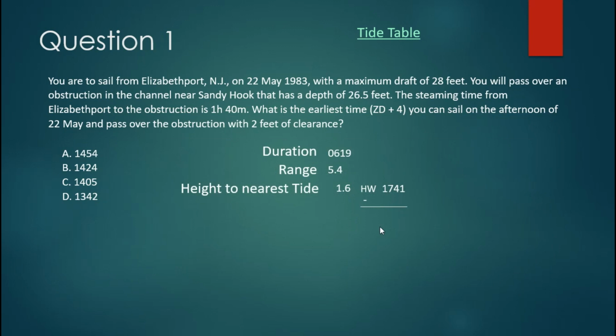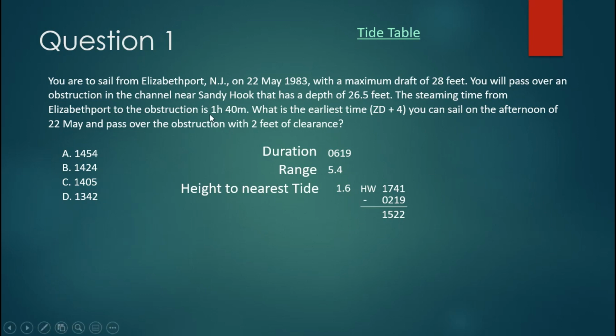Alright, since our low water was at 11:22 and our high water was at 17:41, our time has to fall between those two times. So we're going to subtract that correction from 17:41, because if we added it, that would put it outside of our time frame. And we get 15:22.